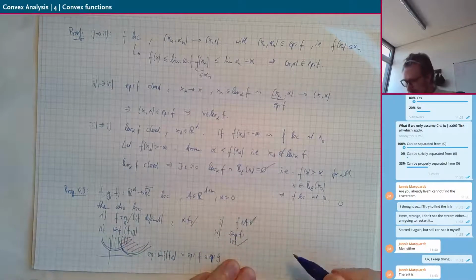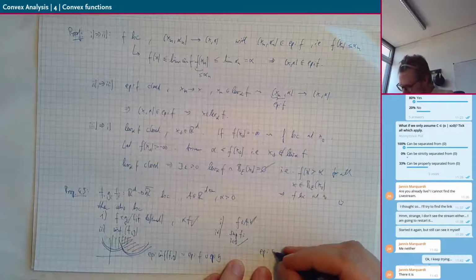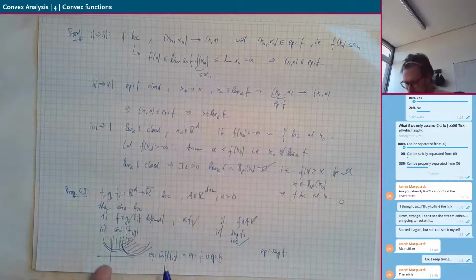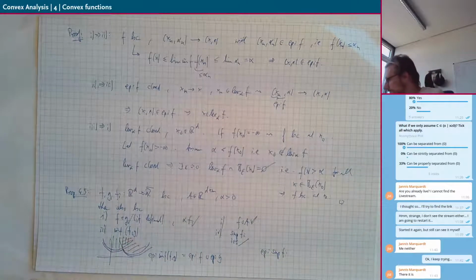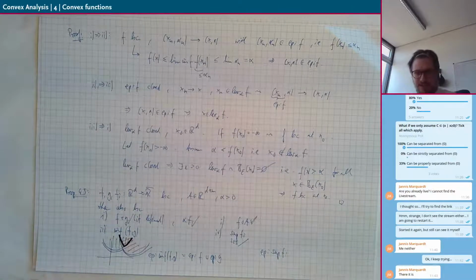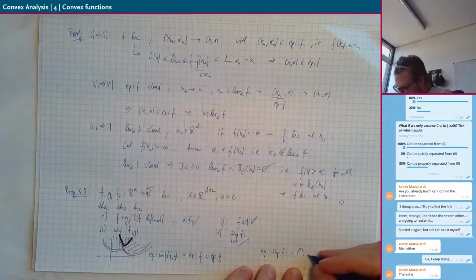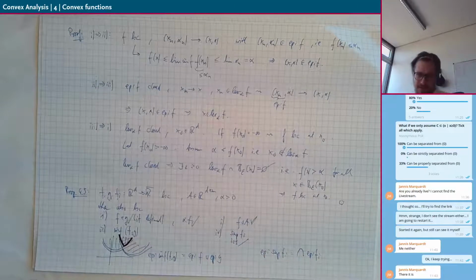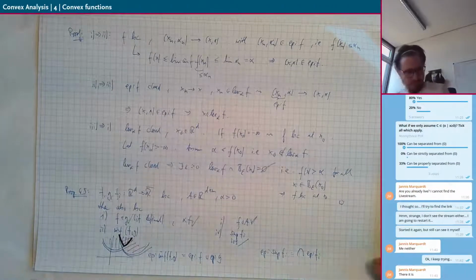And this also says what's happening here. The epigraph of the supremum of something. In this case, the supremum is that function here, and this is then the intersection of all the epigraphs. So an intersection of closed sets is closed. And that's it. That's quick as that.